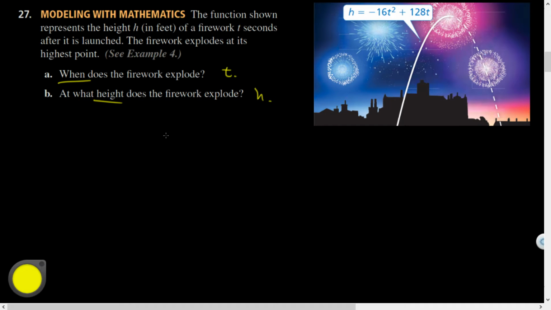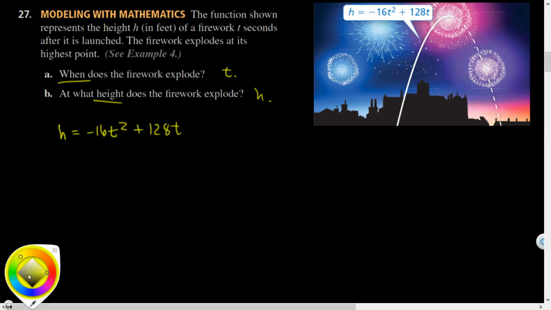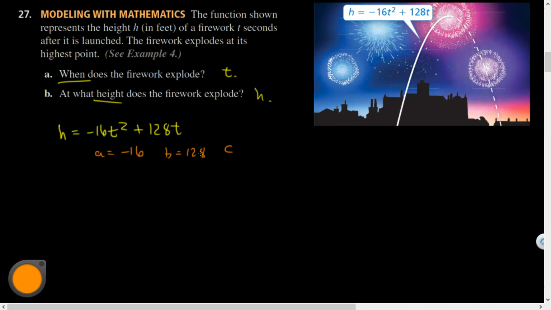So here's the function over here. H equals negative 16t squared plus 128t. Could someone tell me what A, B, and C are? No, he was right with the negative 16, and the 128's the number in front there. Yeah, 0 will be the value of C, because it wasn't there.